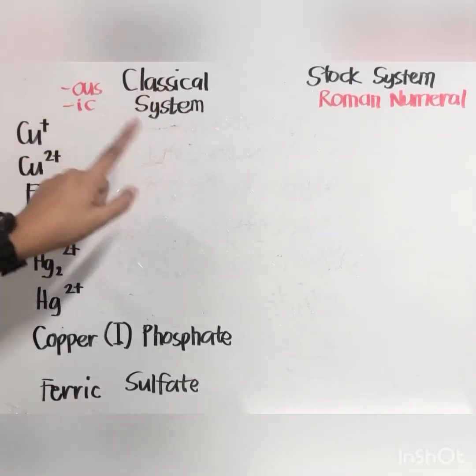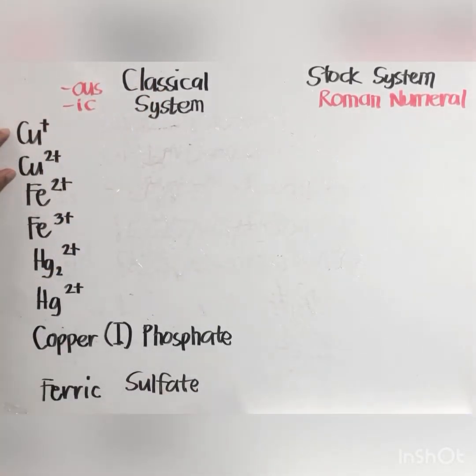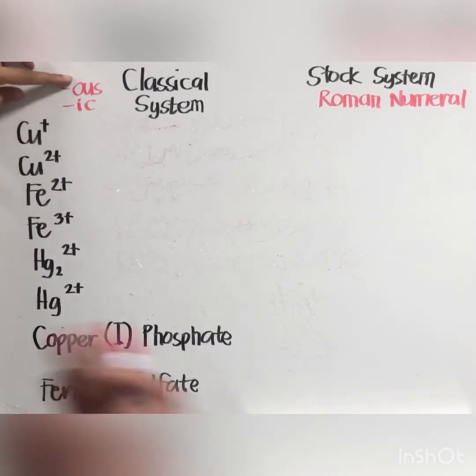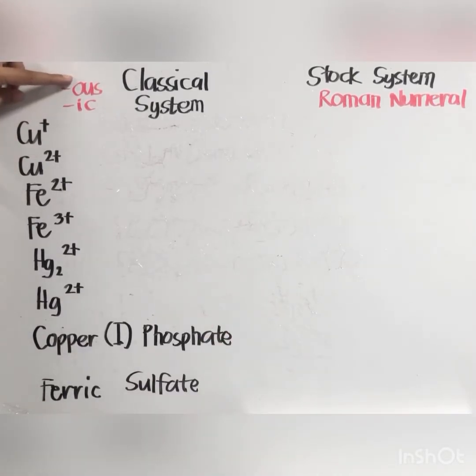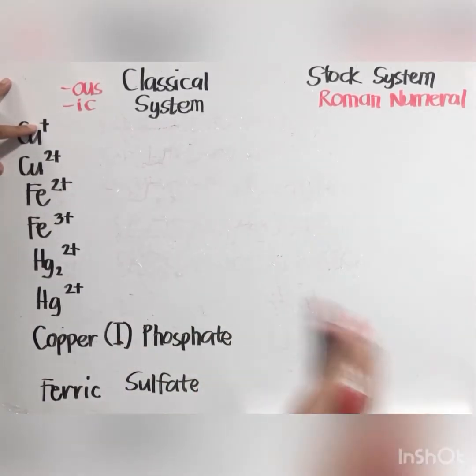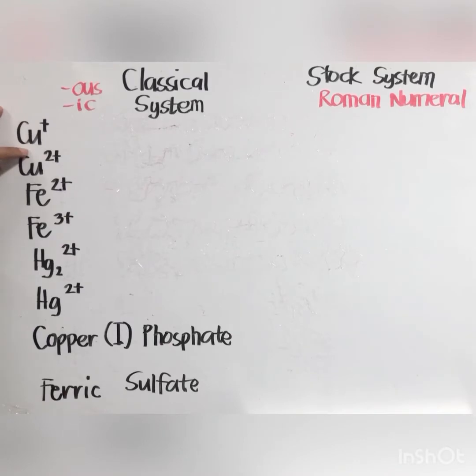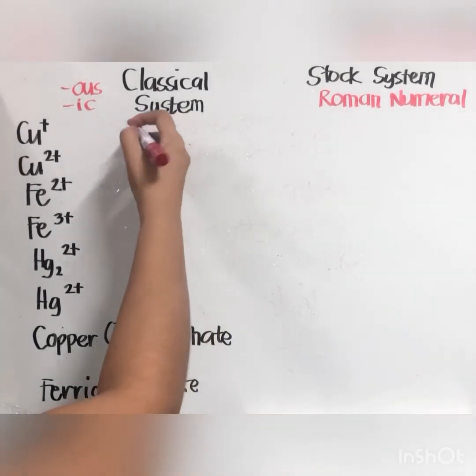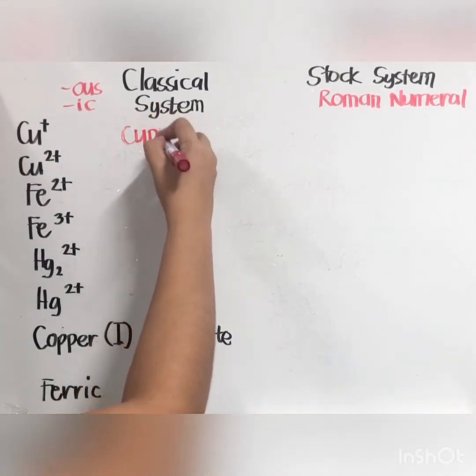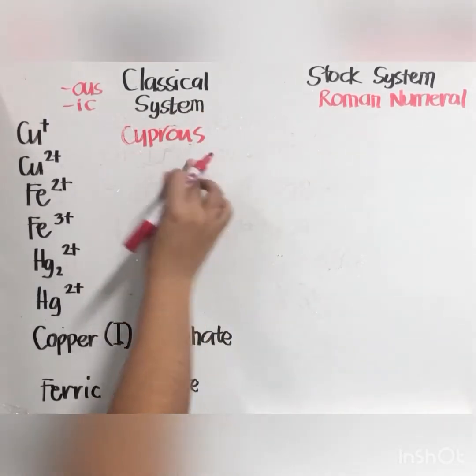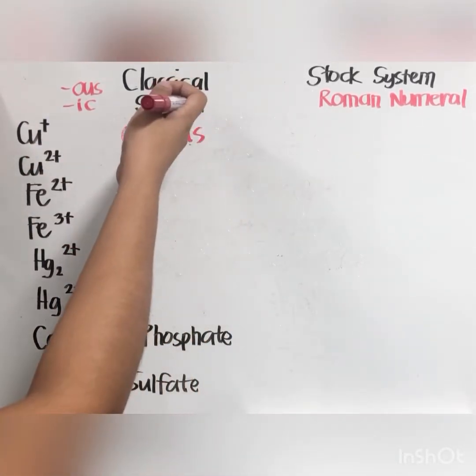So the classical system permits us to name cations with more than one charge, which will end in OUS if it is of lower charge. So when it comes to copper 1 positive and 2 positive, 1 positive is of lower charge, so it should end with OUS. This time we're going to pay attention to the Latin name of copper, which is cuprum. You have to change the ending into OUS, so you can write it as cuprous. So 1 positive is named cuprous in the classical system.